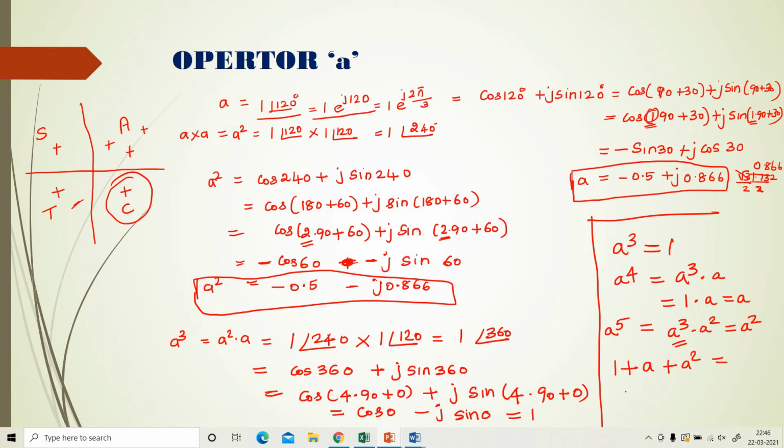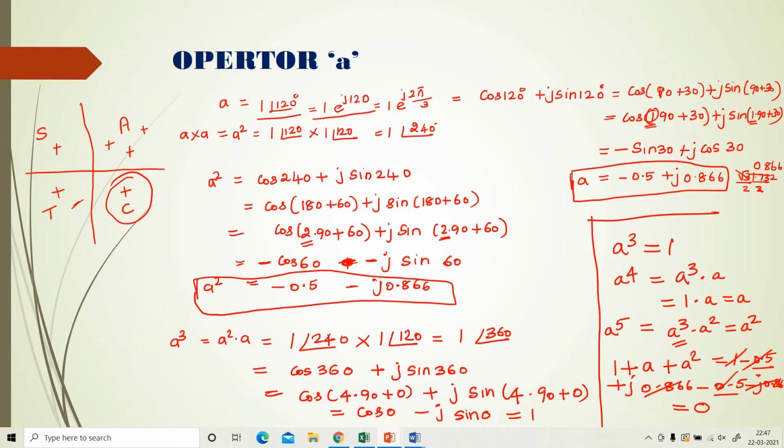So a is equal to 1 minus 0.5 plus j 0.866. What about a square? Minus 0.5 minus j 0.866. Minus 0.5 minus 0.5 is minus 1. Here plus j minus j cancel.